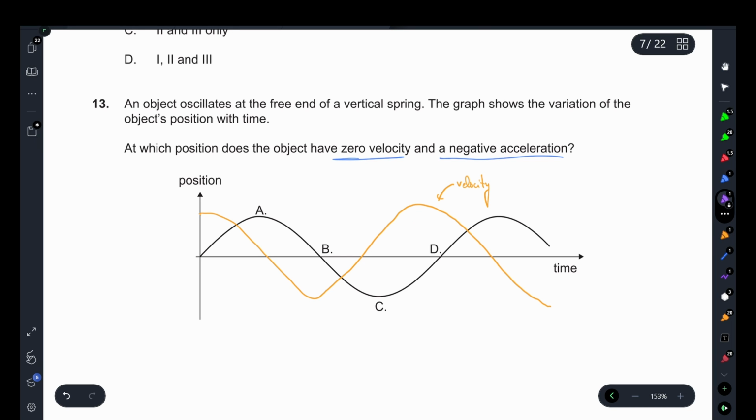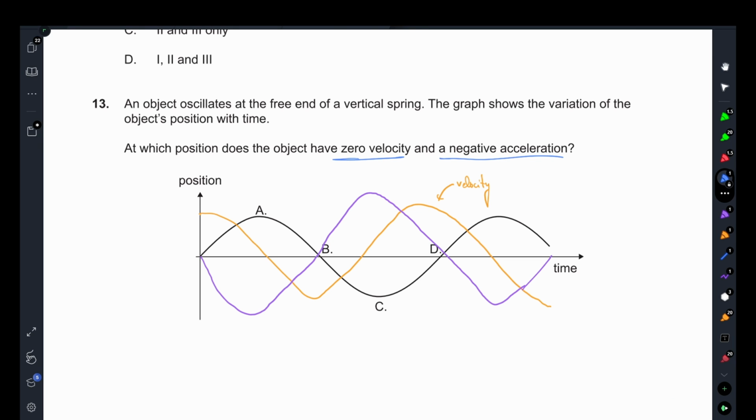Next, we're going to take a look at our acceleration curve, which is essentially a flip about the x-axis of the position curve, also known as the differentiation of the velocity graph. It's a pretty bad graph, I know, but let's find the places where the object has zero velocity. Position A and position C. A little bit wonky, but you get the point.